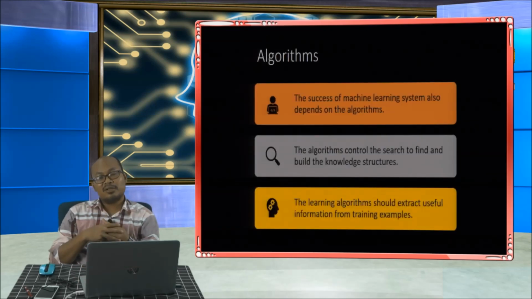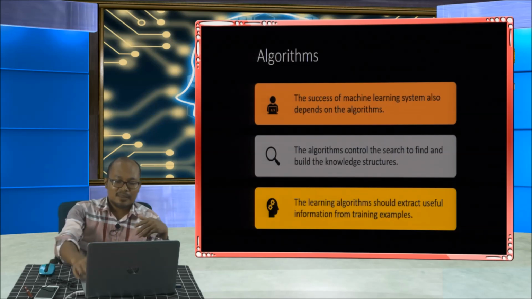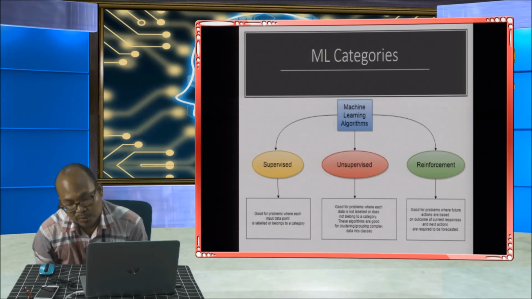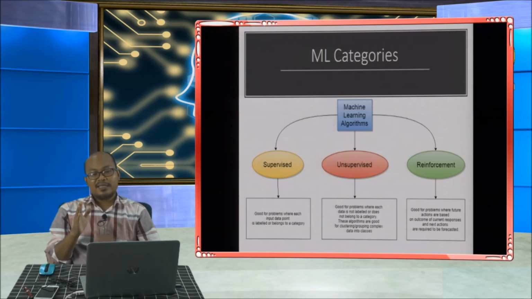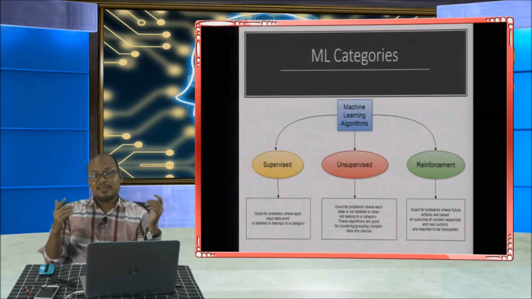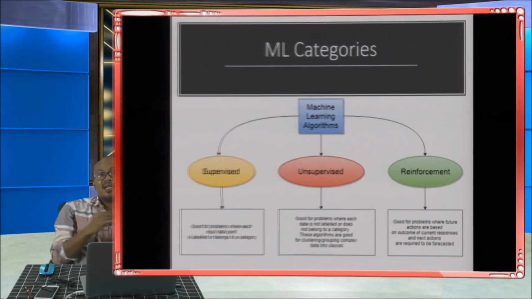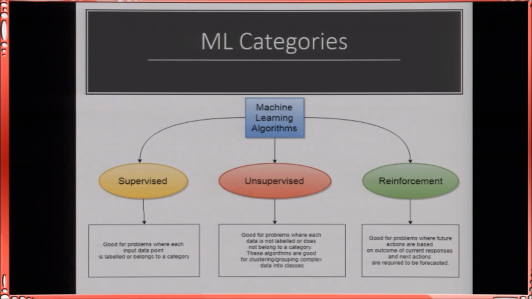This is on the algorithm. The success of a machine learning system also depends on the algorithm. The algorithm controls the search to find and build the knowledge structure, and the learning algorithm should extract useful information from the training examples. So this is what I want you to focus on. The machine learning category divides into two main techniques, but in this case it's three. We have supervised, unsupervised, and reinforcement. Supervised is good for a problem where each input data point is labeled and belongs to a category. I will explain supervised and unsupervised in general before we go to reinforcement.